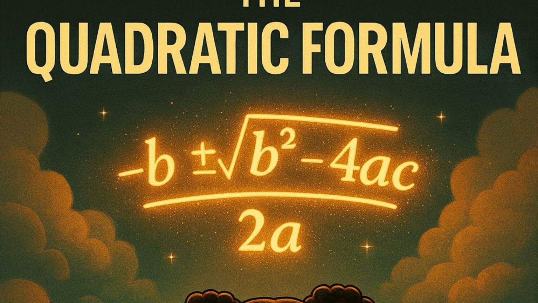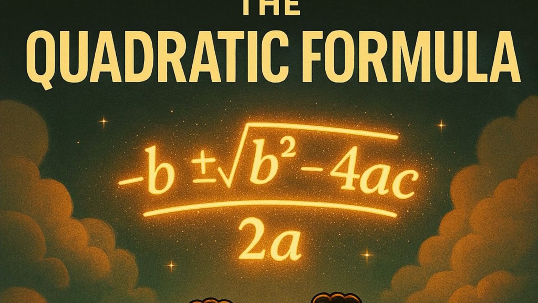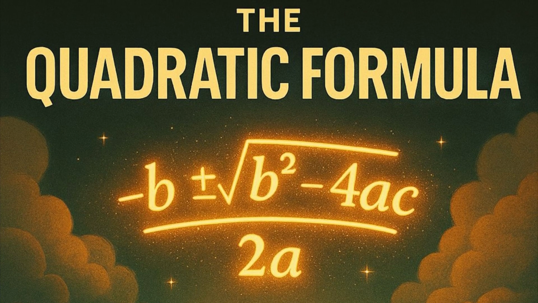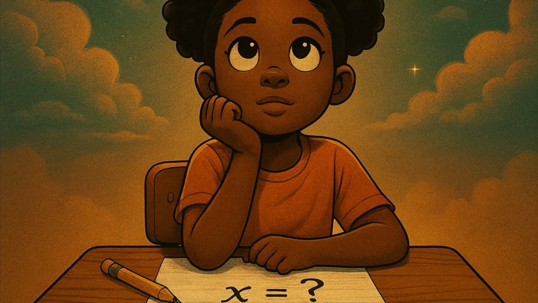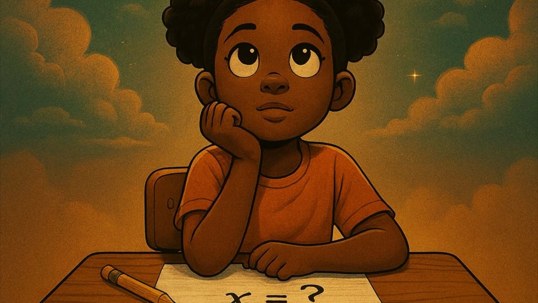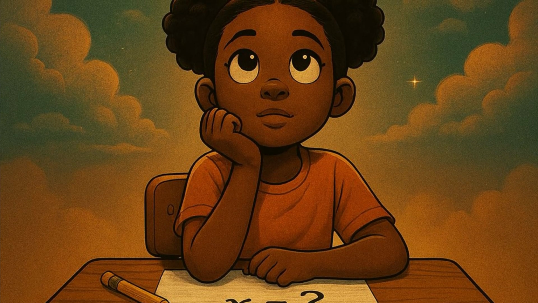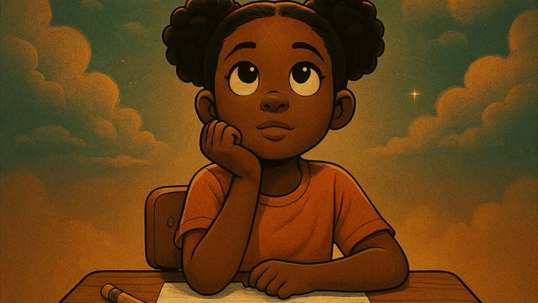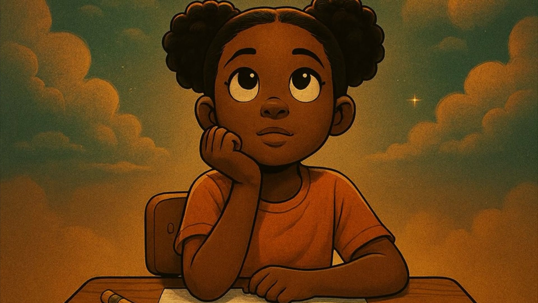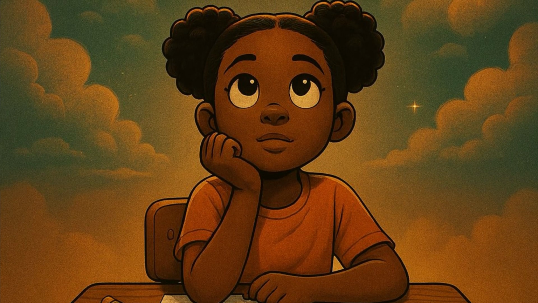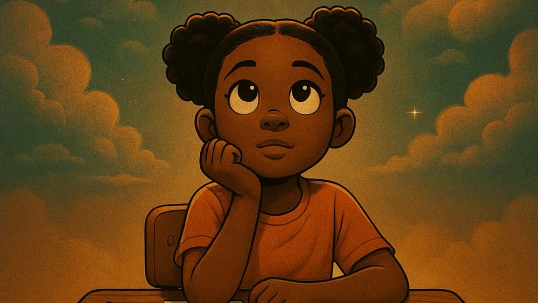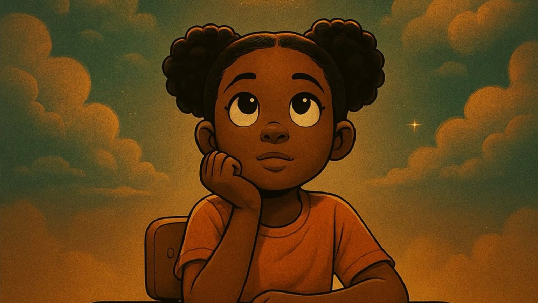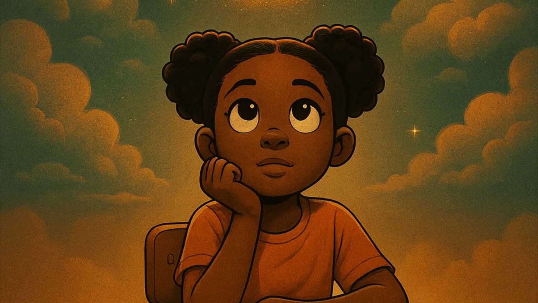Trinity presses her pencil into her worksheet and squints at the glowing formula on the board. Negative b? So a negative letter, then plus and minus, the square root of b with a tiny 2, minus 4 and, or is that 4a and c? What? And we have to divide this all by 2 times a? She drops her forehead into her hand dramatically. Mr. Jackson, what in the world is this? Why can't math just be simple?